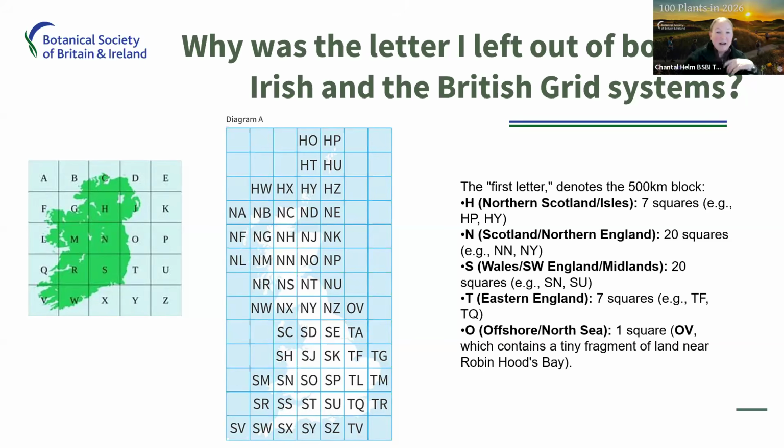The main reason is that there's 25. You want to have a 5x5 grid. So these are 500-kilometer blocks. So 500 that way, 500 that way. And because there's 26 letters in the alphabet, you needed to lose one. And therefore, I was the one to lose.